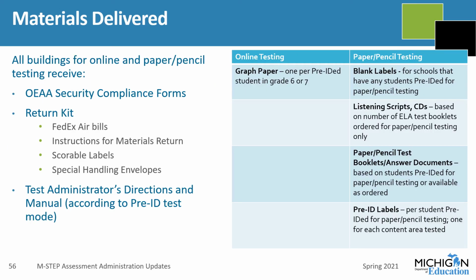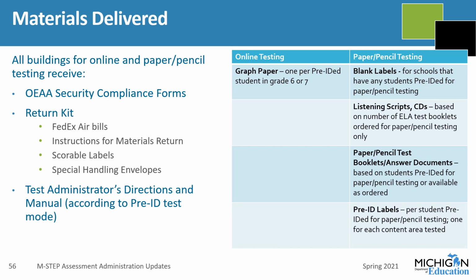We are asked frequently what comes in the initial material orders, which are based on pre-ID count. So here we go. Everyone receives OEAA security compliance forms, the return kit, which includes the FedEx air bills, instructions for materials return, scorable labels, and special handling envelopes, plus they receive the test administrator's directions and manual, either online and/or paper pencil depending on the pre-ID count. The test administrator's directions and manuals are sent at a rate of 1 per 20 pre-ID'd students.